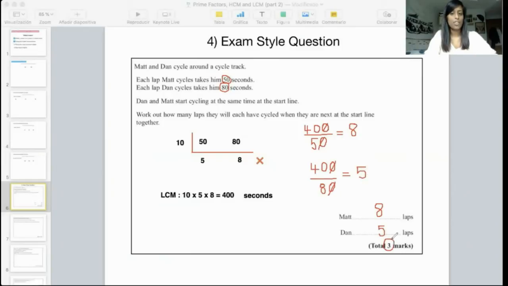That exam question is worth 3 marks, okay? I hope that makes sense to you. So it's like 2 different sections. Find the lowest common multiple and then divide through to find out the number of laps. Okay? Right, we're going to have a look at another question now.